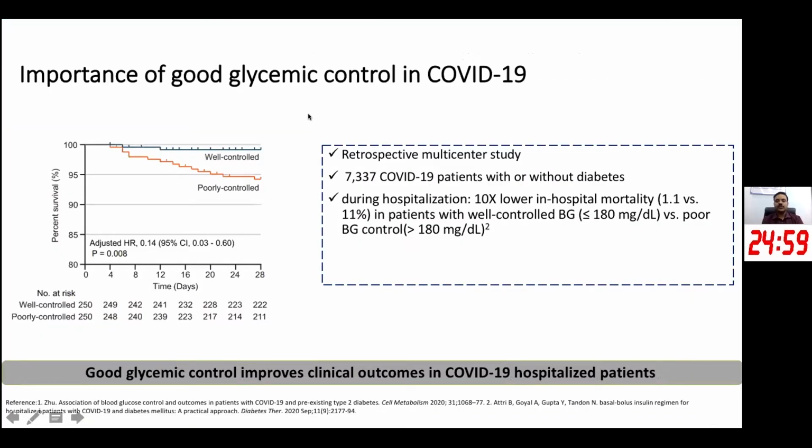Now, is the reverse also true? If we control blood glucose stringently in the hospitalized patient, are we going to save more patients? I think the answer is yes. We have a retrospective multi-center study of 7,300 COVID-19 patients with or without diabetes, where there was a definite survival benefit in patients whose glycemic status was well controlled in comparison to patients with poorly controlled diabetes during the in-hospital stay. There was 10 times lower in-hospital mortality, 1.1 versus 11%, in patients with well-controlled blood glucose versus poor control, that is more than 180 milligram per deciliter. So good glycemic control improves clinical outcome in COVID-19 hospitalized patients.